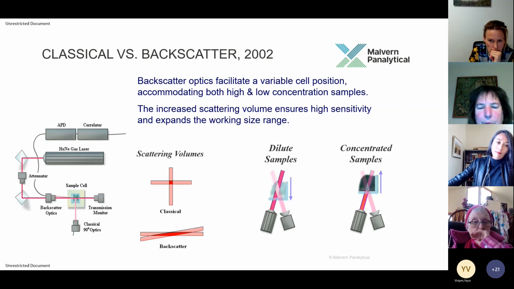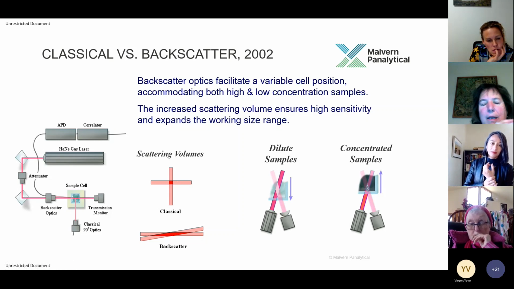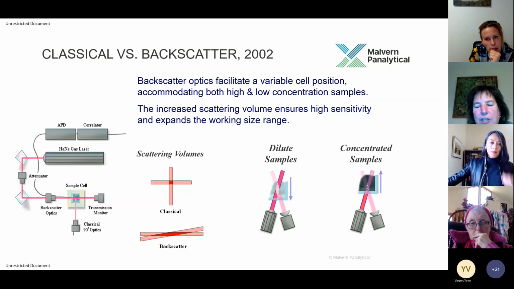So just to review a little bit, a classical instrument would have been 90 degrees. We bring a laser in, we scatter at 90 degrees. We have a cubed scattering volume. When you have backscatter technology, you bring a laser in and you scatter, let's say, at 173 degrees. So you have this diamond-shaped scattering volume that's actually 10 times the scattering volume.